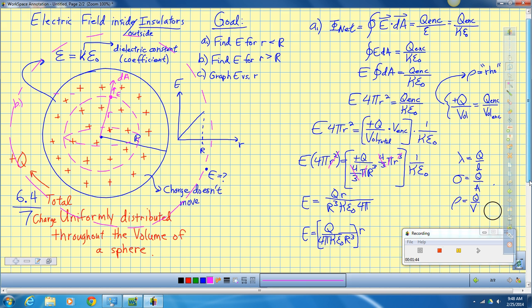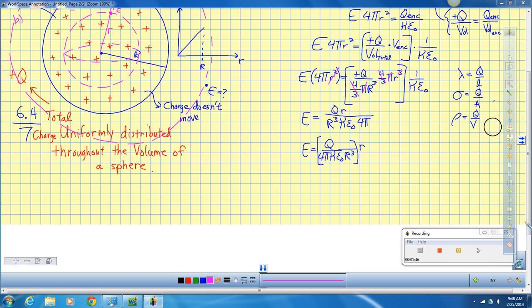So I scroll my way down here a little bit. For part B, Gauss's law would say the net flux equals the integral of E dotted with dA, which equals the charge enclosed over my dielectric, whatever material fills that space.